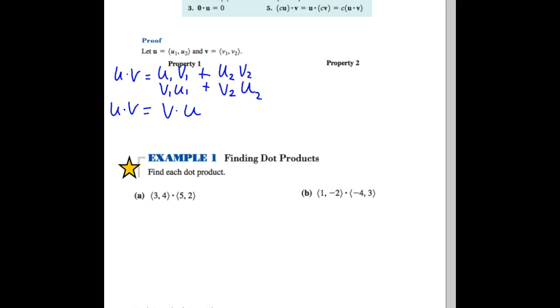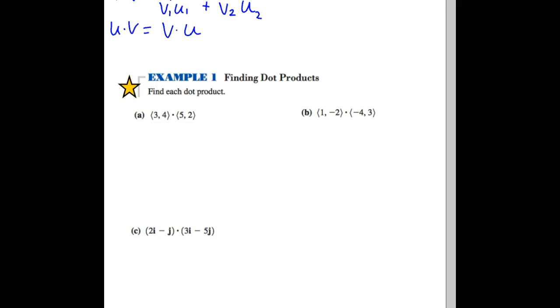We are going to prove the second one, but let's go ahead and do a couple dot product computations first. Given two vectors, the first one has components 3, 4, the second one components 5, 2. We want to take the dot product. So first times first plus second times second. We get 15 plus 8, which is 23. I know that is so difficult. I expect you all to come in after school and get extra help.